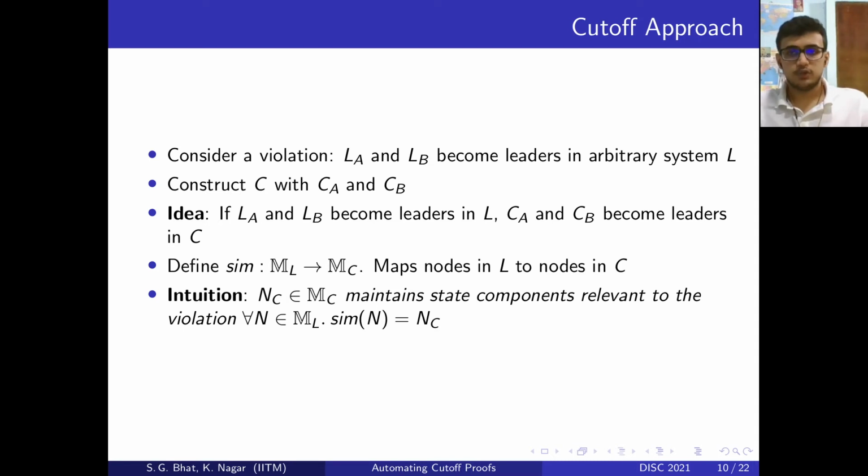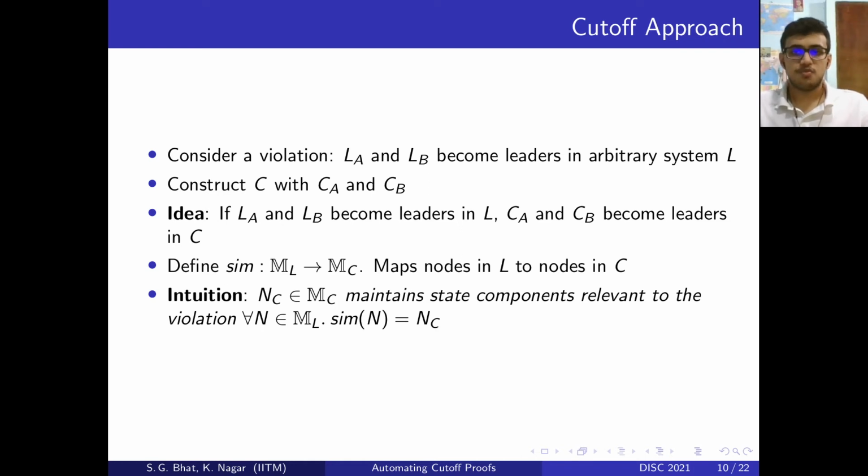We show that the cutoff for this protocol is 2. Consider any arbitrary size system L in which a sequence of actions leads to two nodes LA and LB with IDs A and B being elected as leaders, which is a violation of the specification. We construct a cutoff instance of size 2 with nodes CA and CB with IDs A and B. The idea is to show that given a sequence of actions which lead to the election of LA and LB, there exists a sequence of actions which lead to the election of CA and CB.